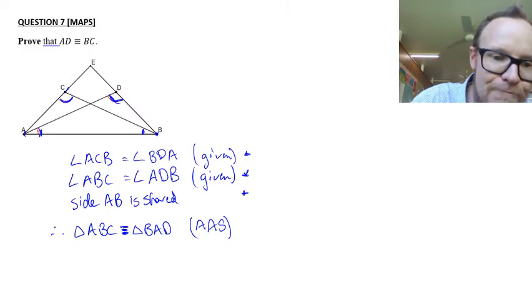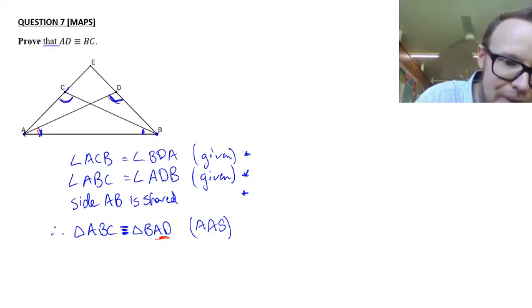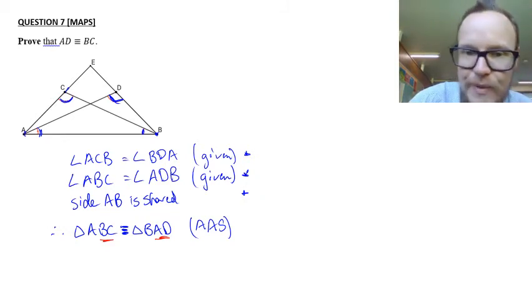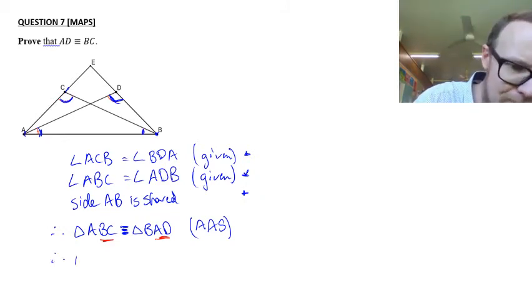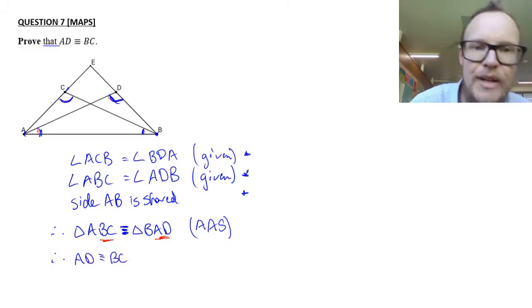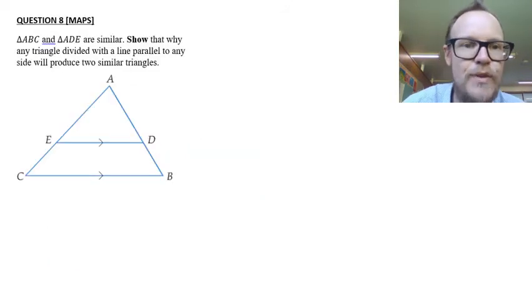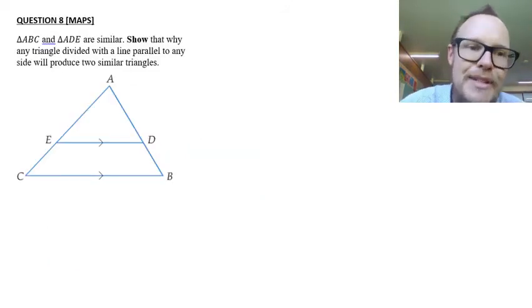So AD is here, AD, and BC matches it perfectly. So we can say then, therefore, AD is congruent to BC because those two triangles are congruent. So triangle ABC and triangle ADE are similar.